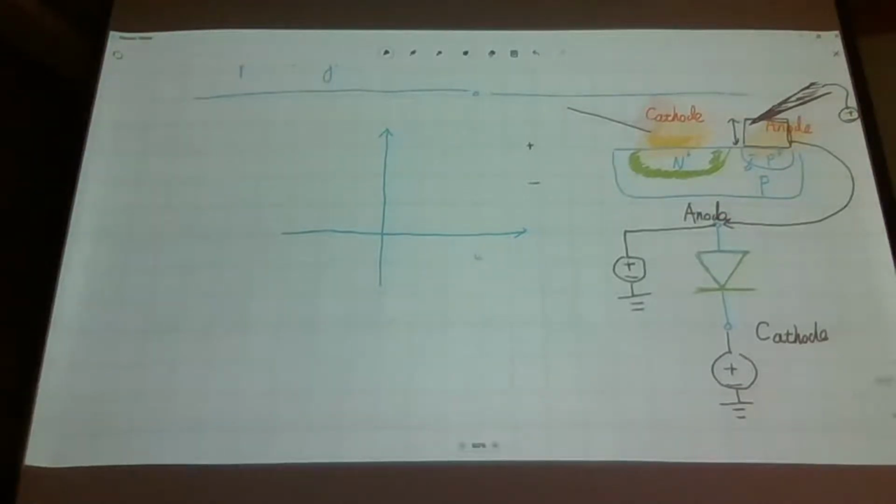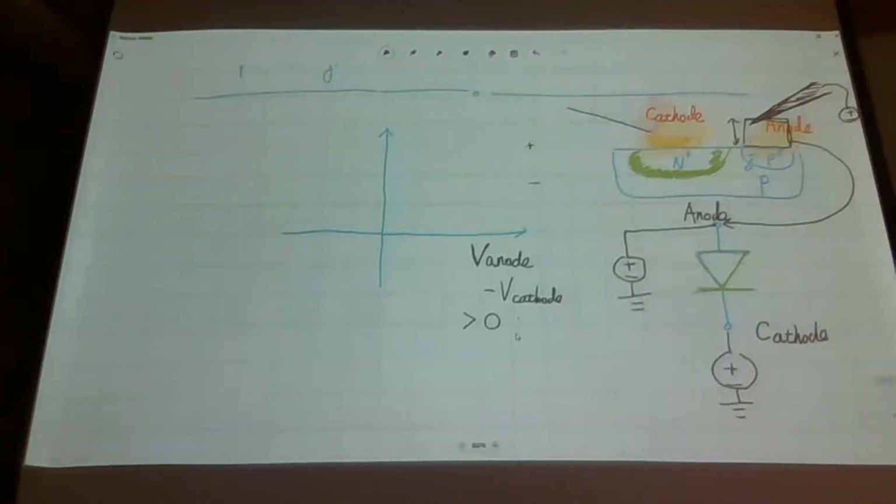So let me just write it down this way. The voltage can be assigned as anode voltage minus cathode voltage. So the cathode is the reference one, and we will just think about the difference between the anode voltage and the cathode voltage. And once again, if this quantity becomes a positive value, then what is it? Is it forward or reverse?